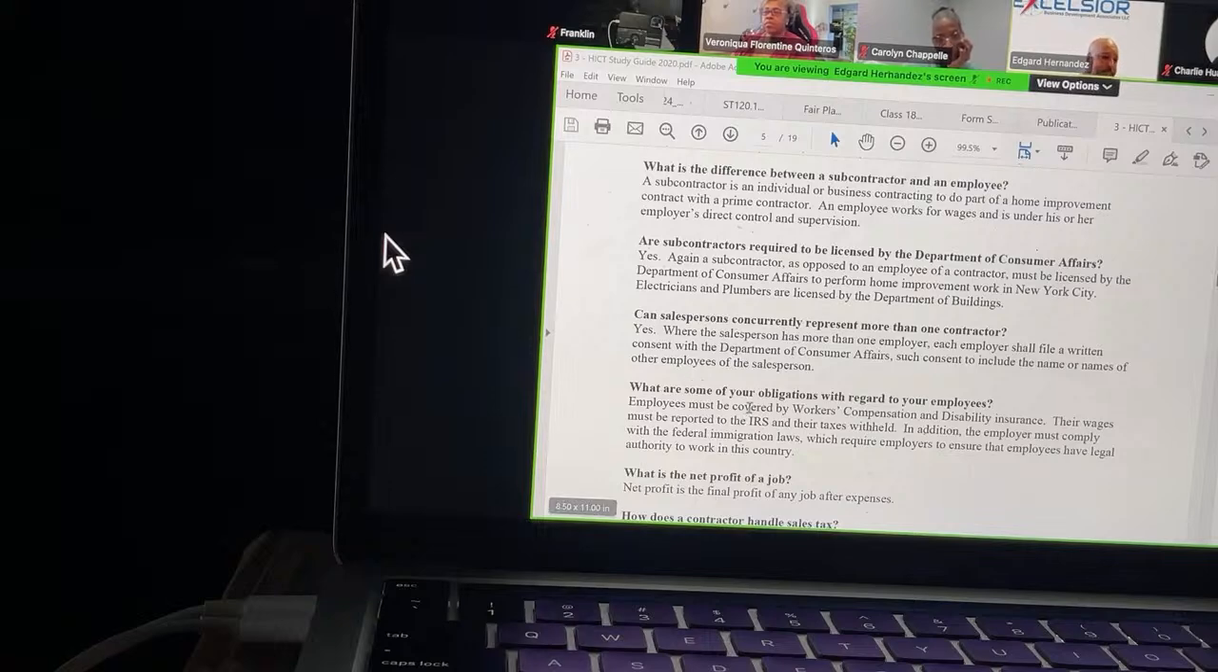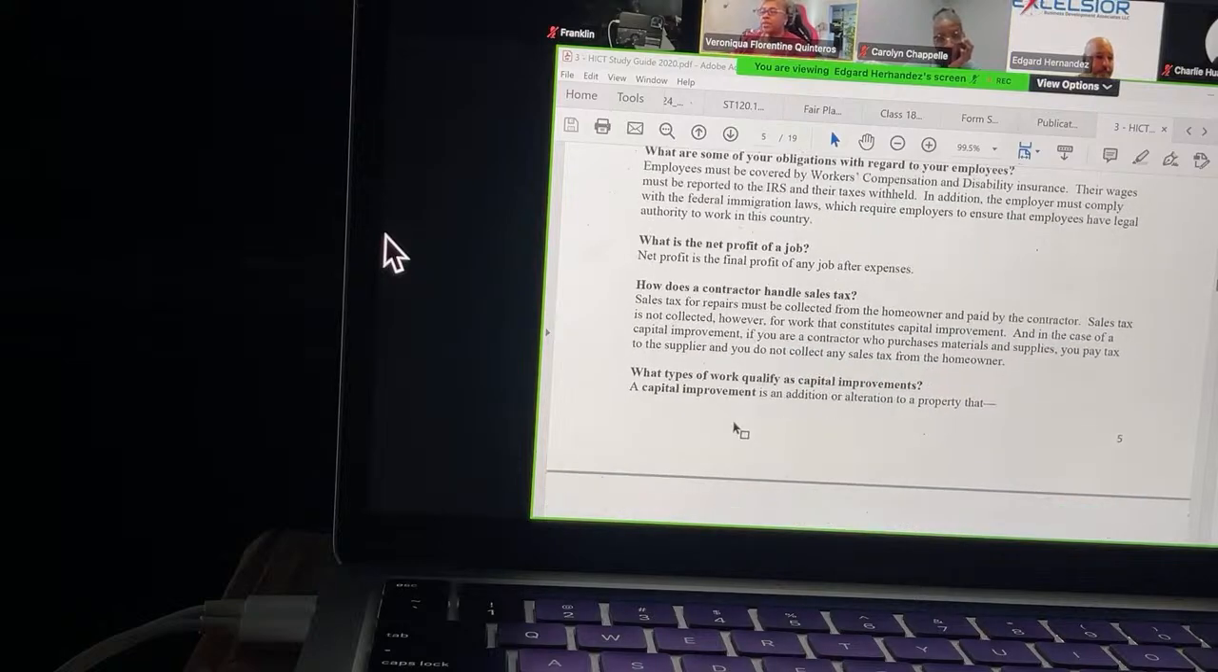Let's continue, please. What are some of your obligations with regards to your employees? Employees must be covered by workers' compensation and disability insurance. Their wages must be reported to the IRS and their taxes withheld. In addition, the employer must comply with the federal immigration laws, which require employers to ensure that employees have legal authority to work in this country.